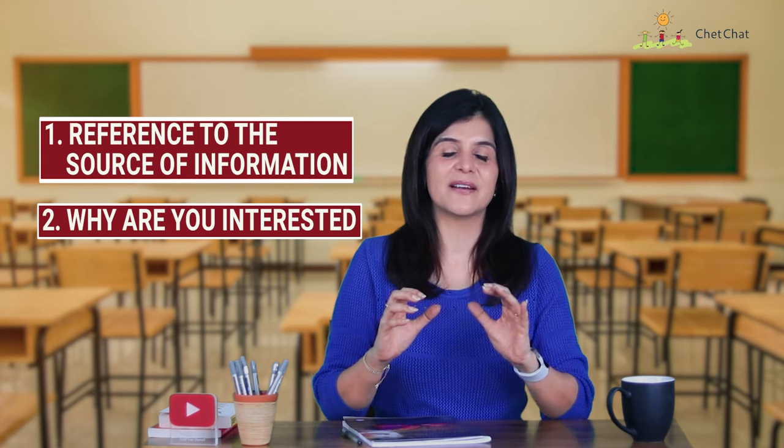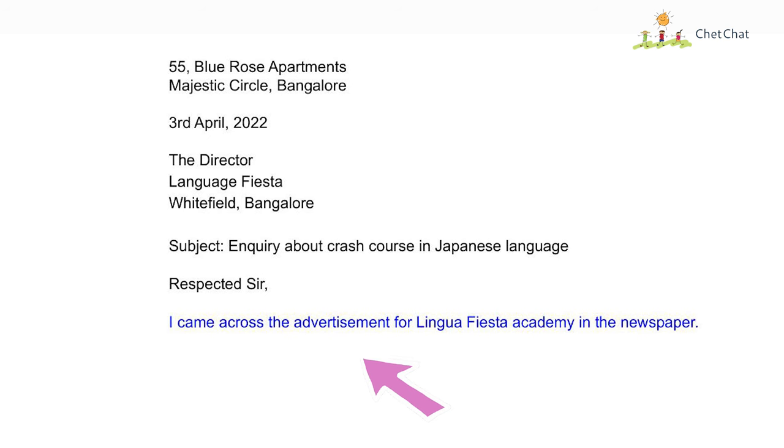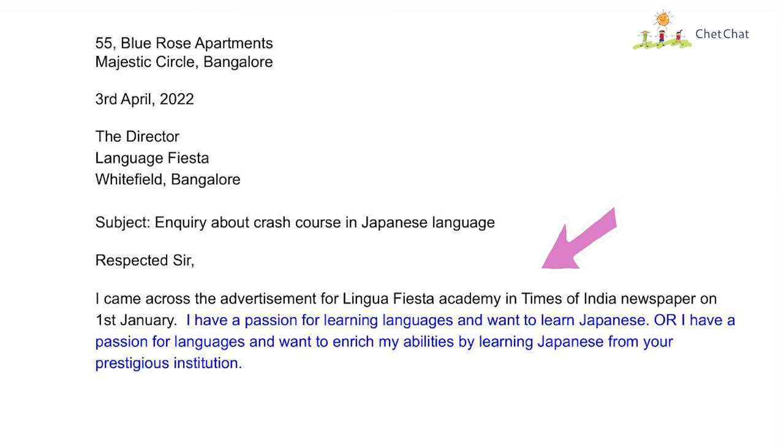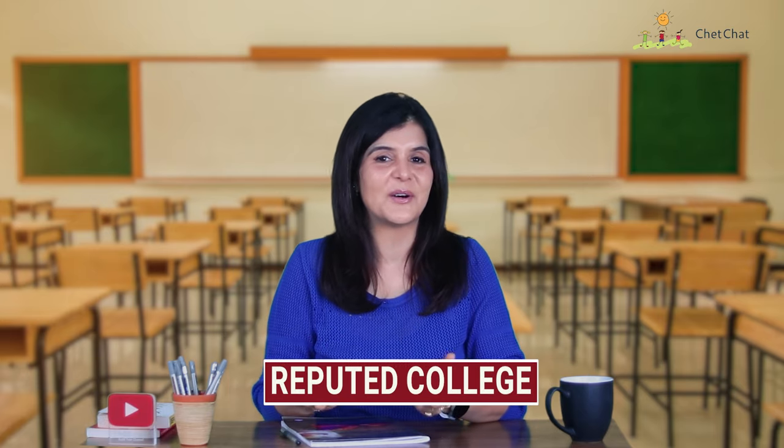So let's say the first paragraph can be something like, I came across the advertisement for Lingua Fiesta Academy in the newspaper. Mention the name of the academy in the first line. You can also mention the date of the newspaper if you want. I came across the advertisement for Lingua Fiesta Academy in the Times of India newspaper on 1st January. I have a passion for learning languages and I want to learn Japanese. Or, I have a passion for languages and want to enrich my abilities by learning Japanese from your prestigious institution. Of course, since you are the one approaching their institute, use gracious words like prestigious institute, reputed college, well-established academy. This creates a good impression.